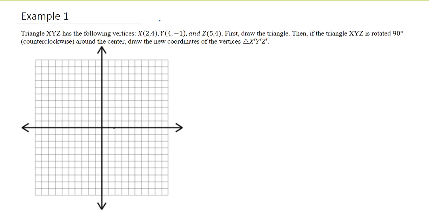So let's first draw the first triangle. X is 2, 4, so it's just like the last one. Then Y is 4, negative 1, and then Z is 5, 4. We can fill in our triangle here by connecting the dots. Now, let's go over what rotating 90 degrees looks like.